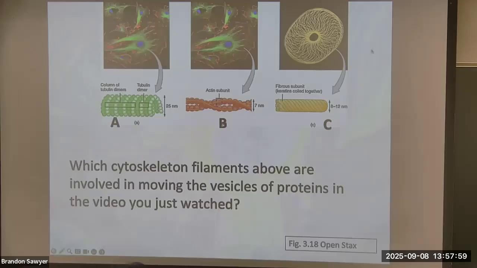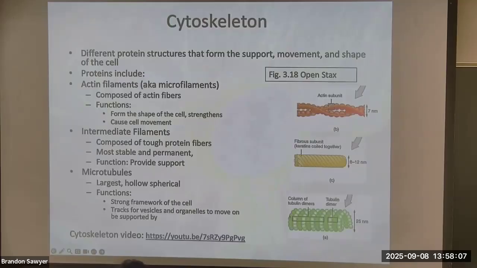Yeah, go ahead. Why is A the answer? Yeah, because that one is the microtubules here, which are the ones that form these tracks for the vesicles to move around on, like in the video we were just watching. Yeah, good question. Okay, anybody else?